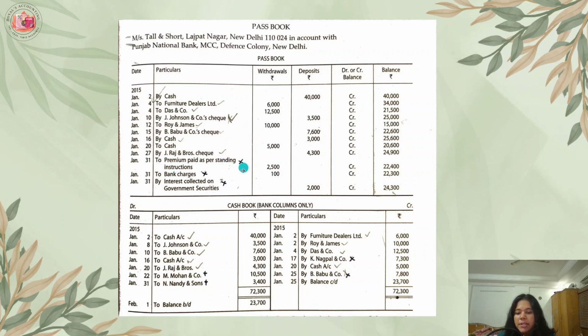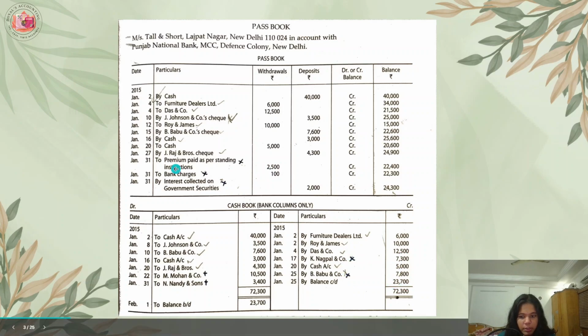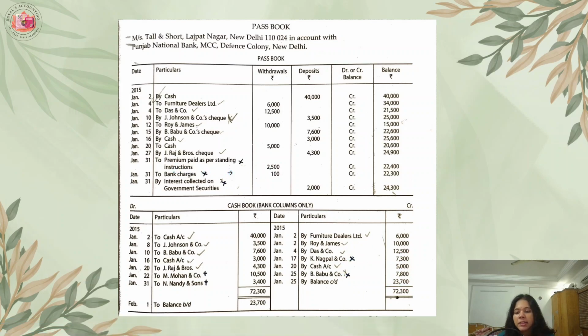Now, to premium paid as per standing instructions, 2,500 withdrawal. Okay, this has not been recorded. So this is one reason why there is a difference.